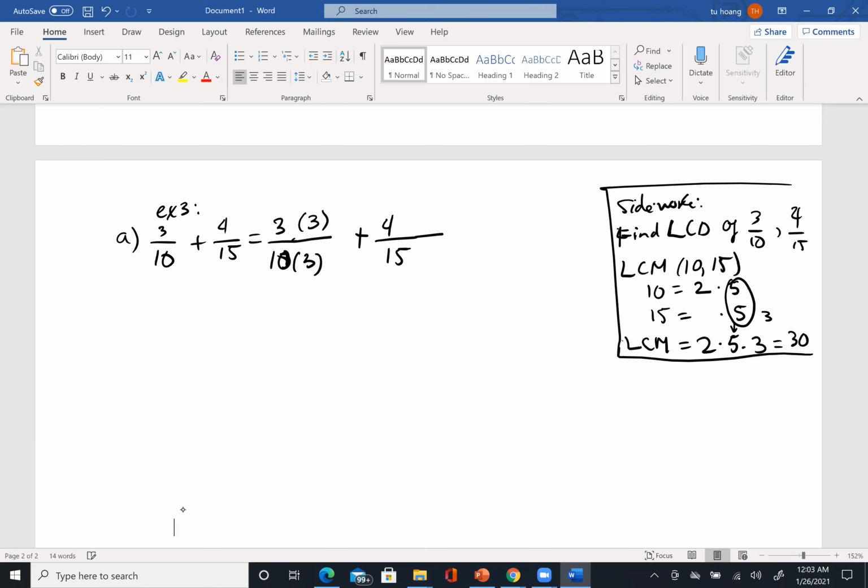Okay, adding with 4 over 15. Now the 15 needs to be multiplied by 2 to get 30, right? And then I also have to multiply by 2 for the top. So now you have 9 over 30 plus 8 over 30, right? And finally, the answer should be 9 plus 8, which is equal to 17 divided by 30. That should be the answer, right? Adding the top, keep the bottom.